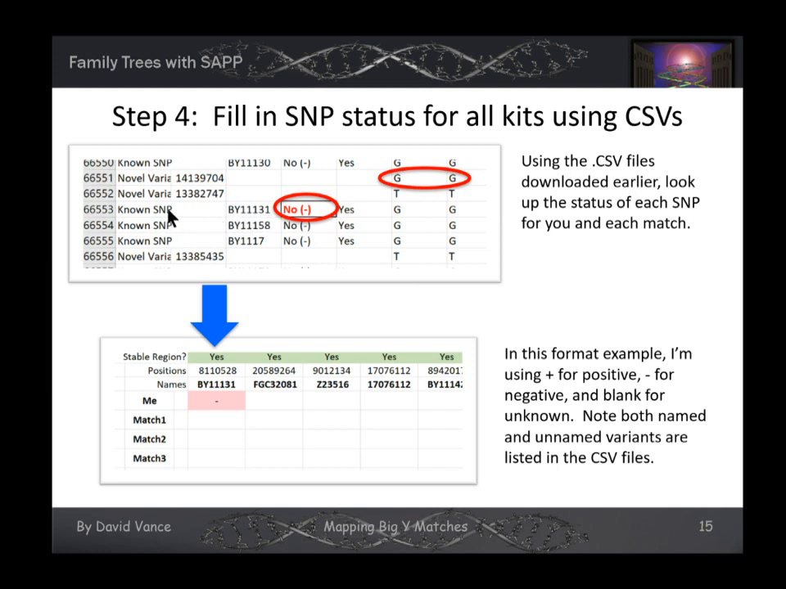So when it's a named SNP, it says known SNP on the left. The SNP name is in the 3rd column, and the derived yes or no, so no means it's negative, yes means it's positive, is in this 4th column here. And in this case, my own CSV file says that I was negative for SNP BY11131. So in my little table, I'm going to put a dash there. I'm going to put a negative. I'd put a plus for positive.